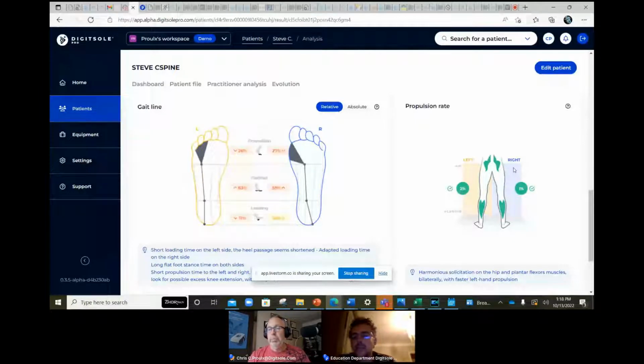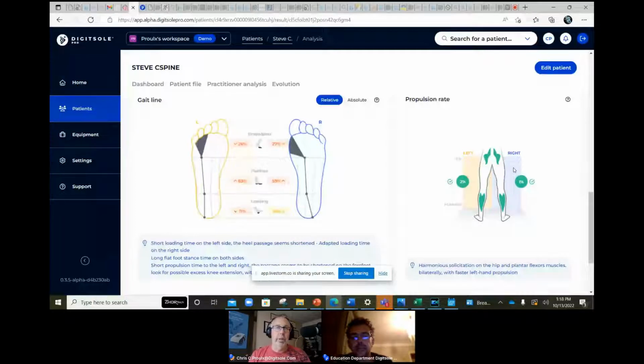So let's look at the propulsion rate. So the propulsion rate is a ratio between the hip flexors and the plantar flexors. And so, as I said, he works really hard to walk as fast as he does, even though he probably shouldn't, just based on his presentation. And we see that he's pretty normal. So he is using his plantar flexors along with his hip flexors.